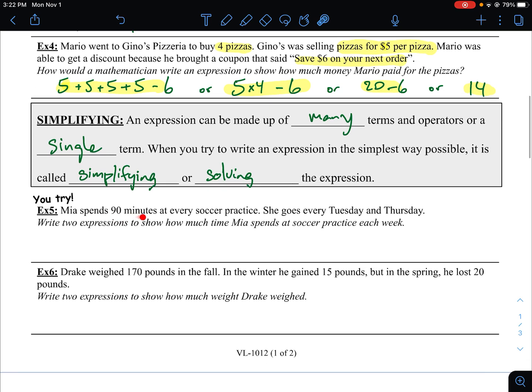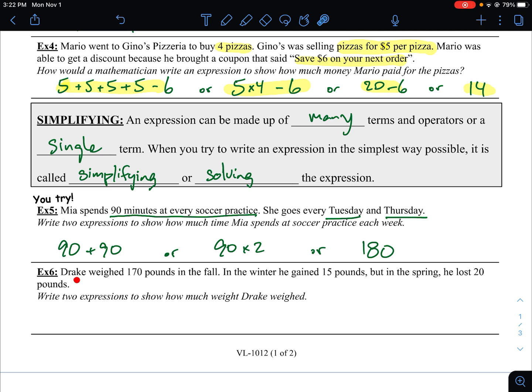So you try these 2. Example 5, Mia spends 90 minutes at every school soccer practice. She goes every Tuesday and Thursday. So 90 minutes every practice. You could say that's 90 plus 90. Or you could say that's 90 times 2. Or you could say 180. They wanted you to show 2 different expressions to show how much time she spends at soccer each week.